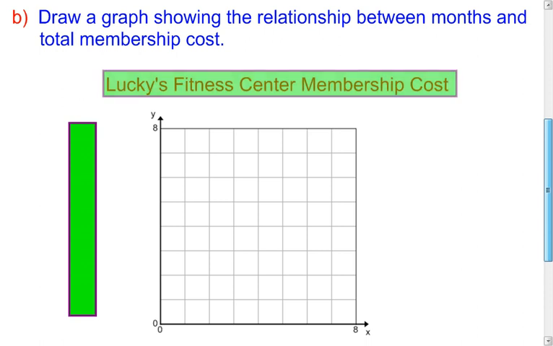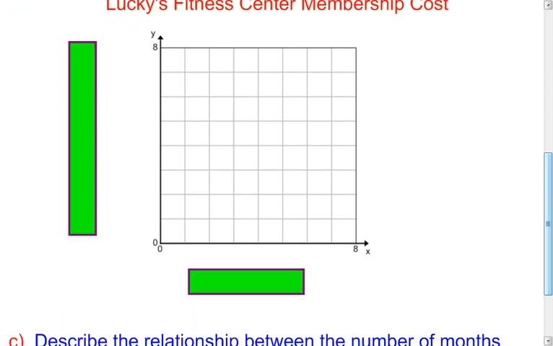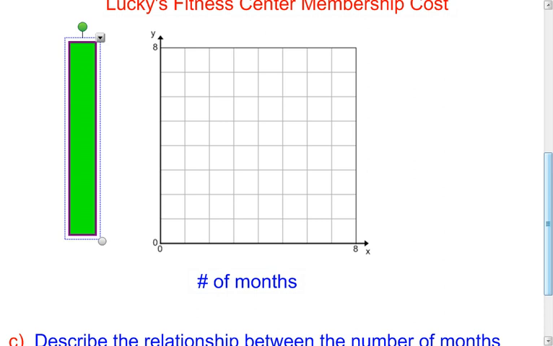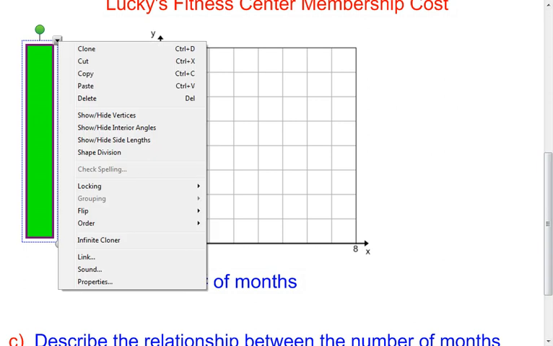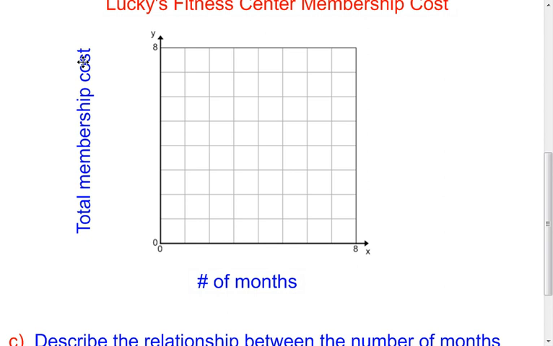Again, you need a title. I would call it something like this. Your independent variable has to go on your x-axis. In this case, it's the number of months. And of course, your dependent variable will go on the y-axis, which in this case would be the cost. So that's what this would look like.